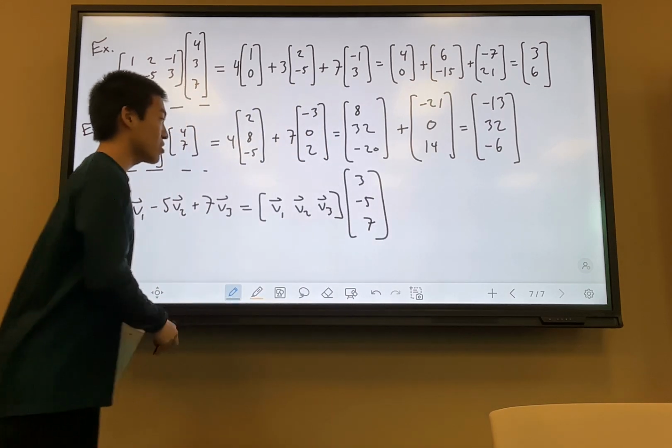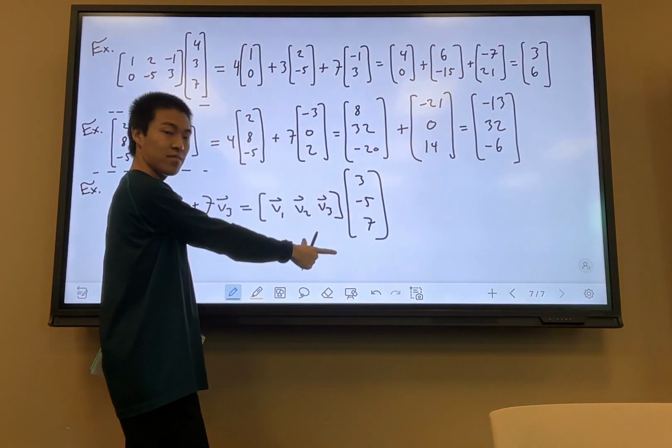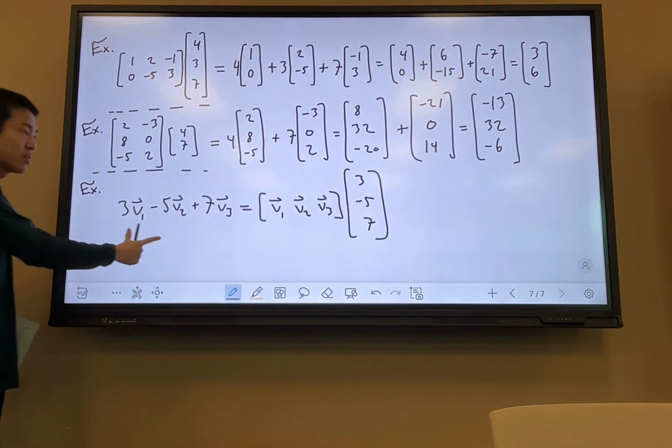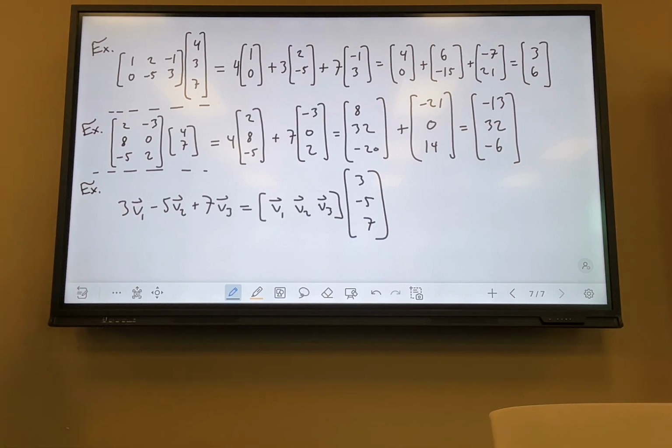And to double check that work, if I started with this side of the equation and then computed and simplified it, I would just spit this out. Okay? So get used to moving between those two perspectives as well.